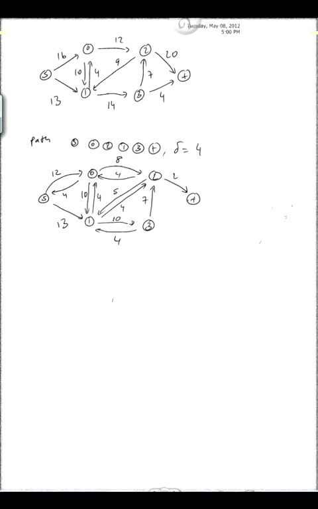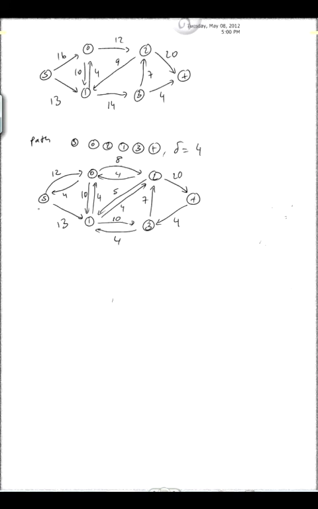And from 3 to t, the original capacity was 4. We're sending 4 trucks, so no more capacity from 3 to t. So we're not going to draw that edge in because it has 0 capacity. But from t to 3, we have a capacity of 4 because that corresponds to backing off on the 4 trucks that we're sending. So that's now our residual network.